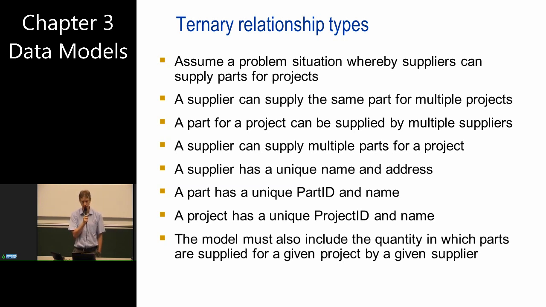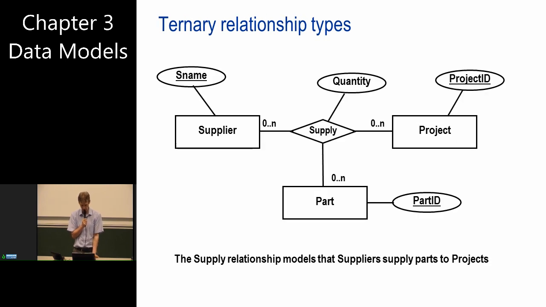A supplier has a unique name and address. A part has a unique part ID and name. A project has a unique project ID and name. And in the model that we're going to construct, we also need to include the quantity in which parts are supplied for a given project by a given supplier. The way you can model that is by a ternary relationship type. So a ternary relationship type means a relationship type of degree 3. That means you have 3 participating entity types in a relationship type. So the entity types are obviously supplier, project, and part.